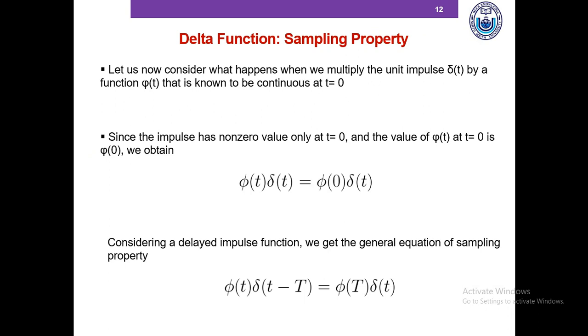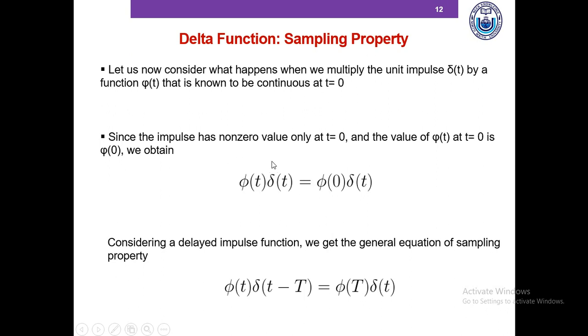So now we're going to talk about 3 properties of the delta function: sampling property, sifting property, and scaling property. Let's first talk about the sampling property of the delta function. Let us consider what happens when we multiply the delta function δ(t) by a function φ(t) that is known to be continuous at t equals 0.